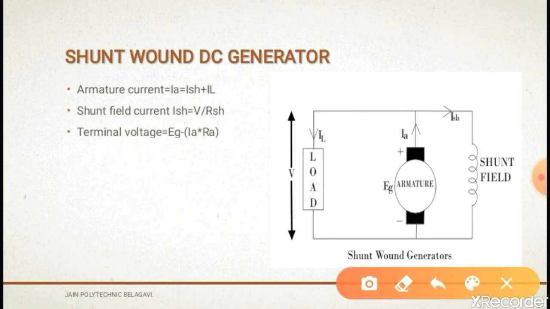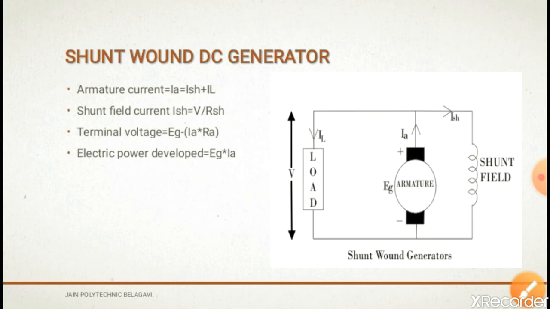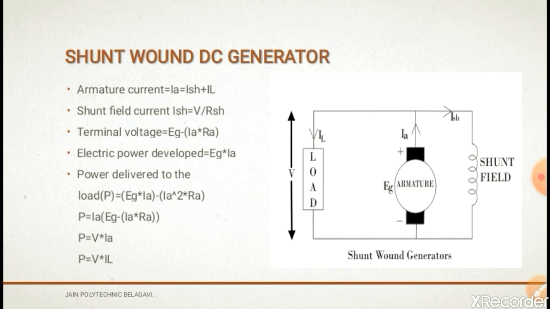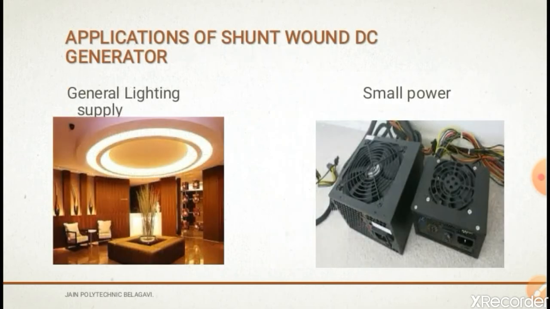The next one is the electric power which is developed. It is given as Eg into Ia. The power which is delivered to the load is given as Eg into Ia minus Ia square into Ra. Take Ia as common and we get Eg minus Ia into Ra. As we know, Eg minus Ia into Ra is nothing but our terminal voltage. Substituting V here, the power delivered to the load is given as P equal to V into Ia.